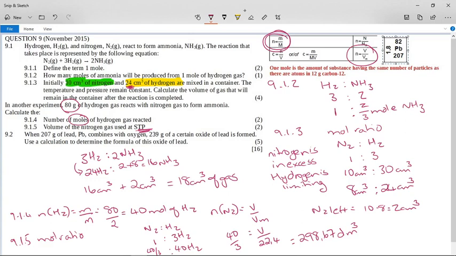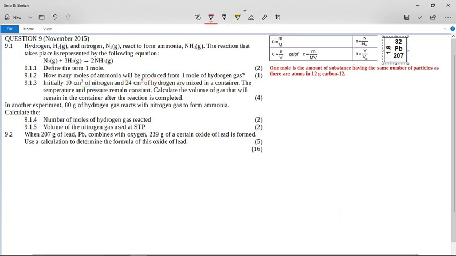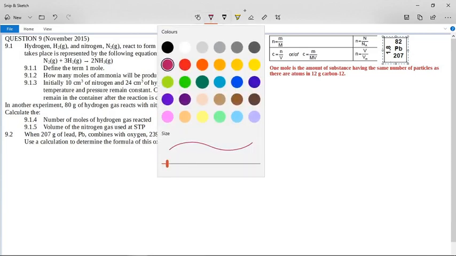Okay, so now I want to do this part 9.2, but I've run out of space, so I'm just going to rub everything out. If you want to copy a calculation, pause the video and write it down now. Okay, now let's have a look.